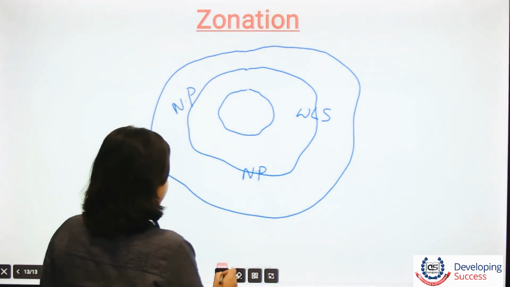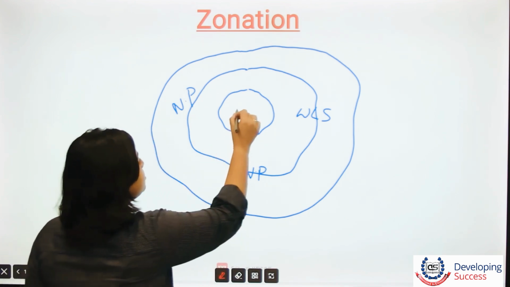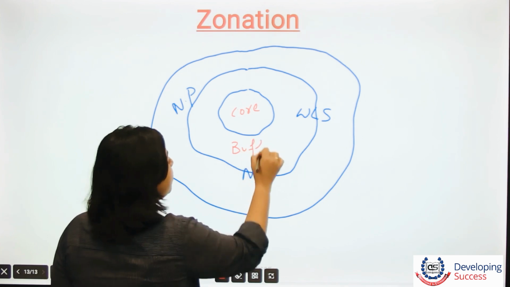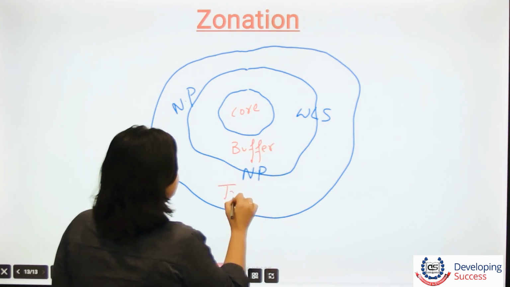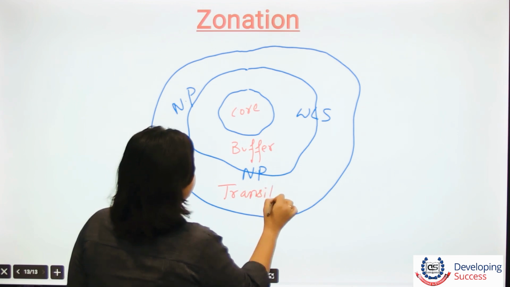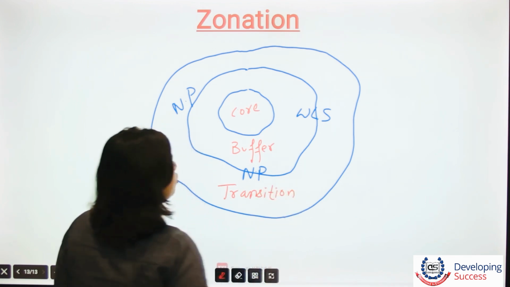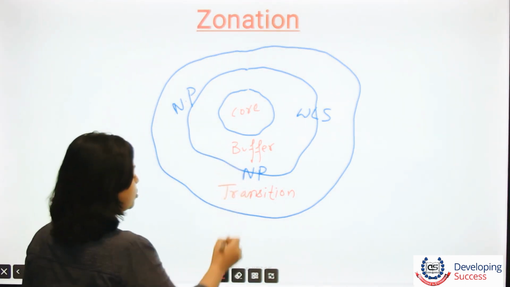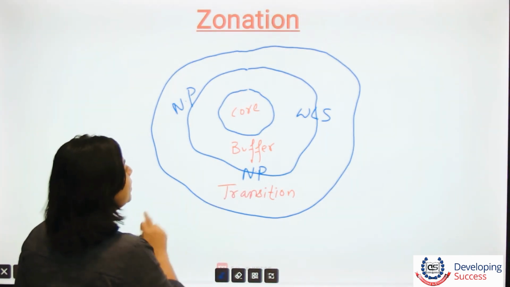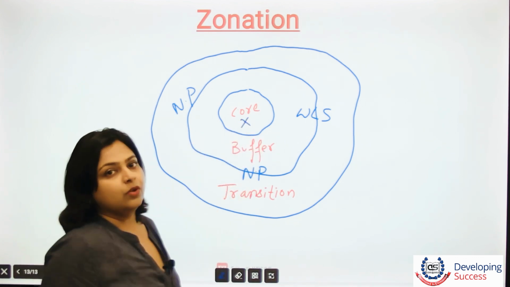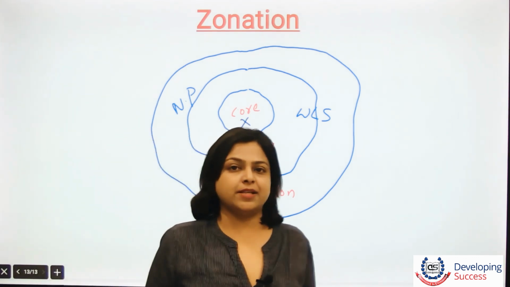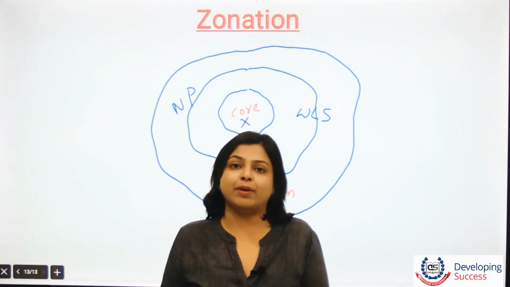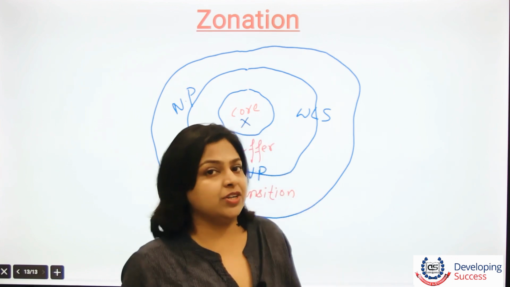Now I'll define the things in the biosphere reserve. So first is the core area, second is your buffer area, and third is your transition area. You can call them zones also, like the core zone, the buffer zone, and the transition zone. Now let me tell you that in the core zone, no human presence will be allowed. The core zone will allow no human presence, no activity. So this part of the forest, this part of the environment will remain completely virgin and untouched.